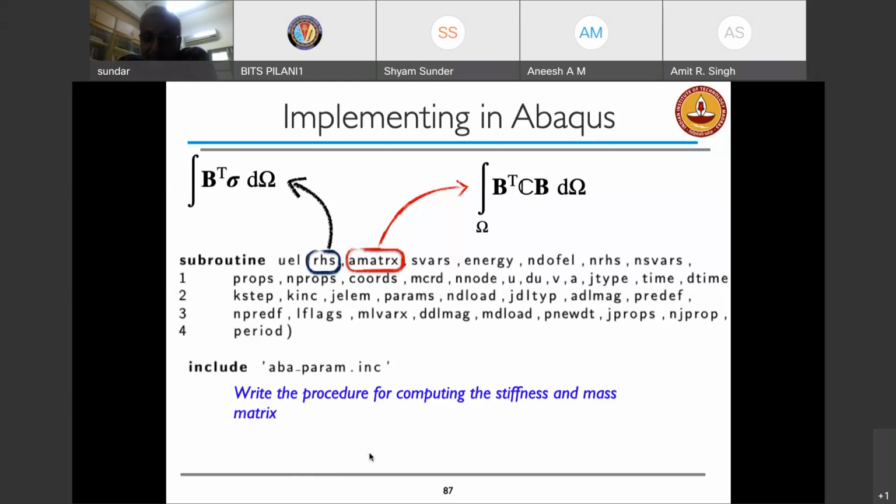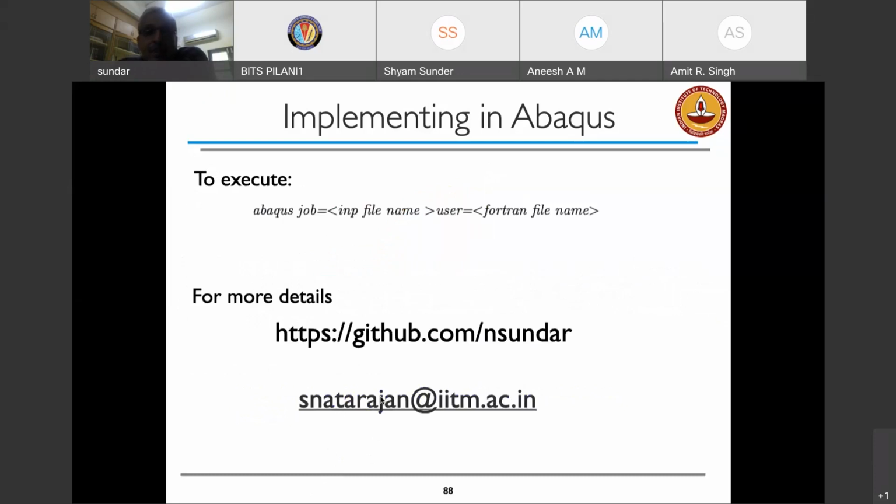You'll find the necessary matrices and then find the stiffness matrix locally. And that is what will go into this part of it. So that gives you the user element for a particular method, right? And then to execute, since we are using our own user element, the only way to do it is to invoke Abaqus from the command line.